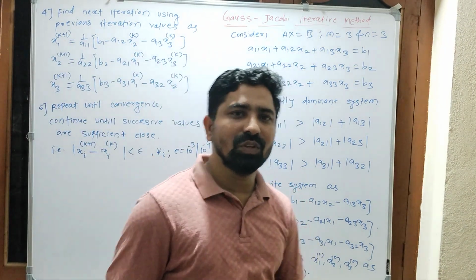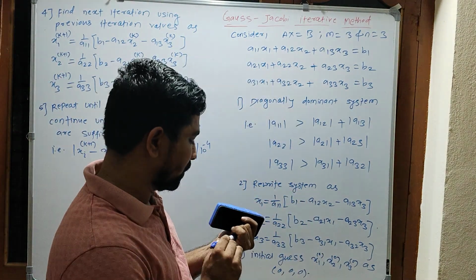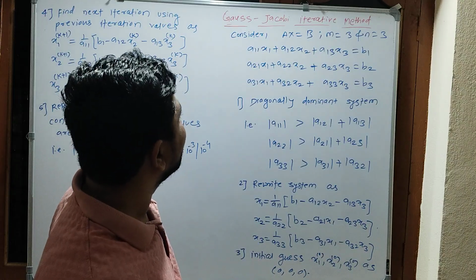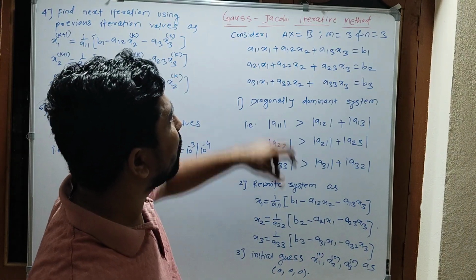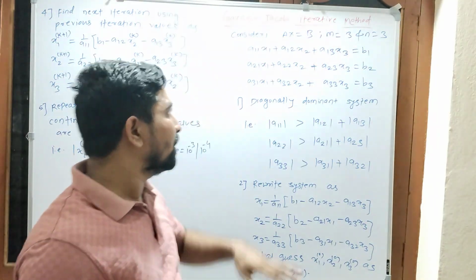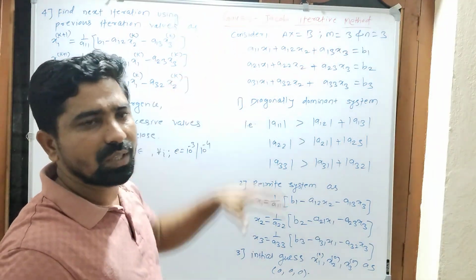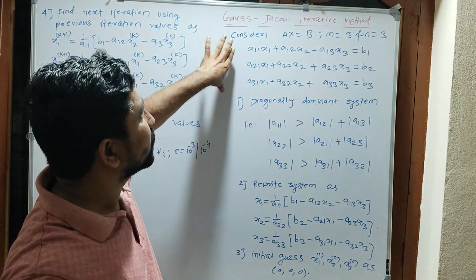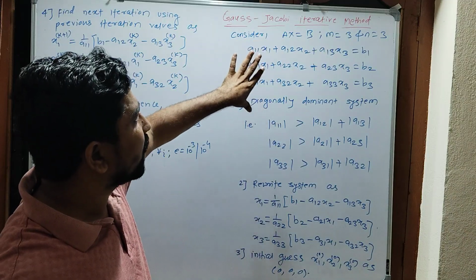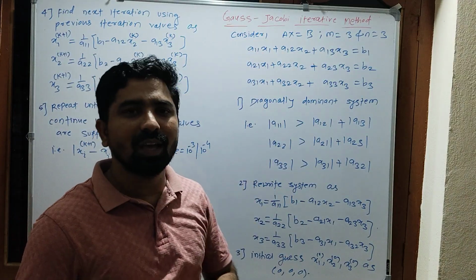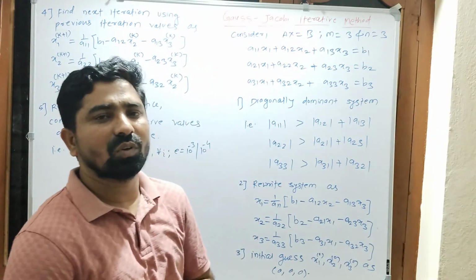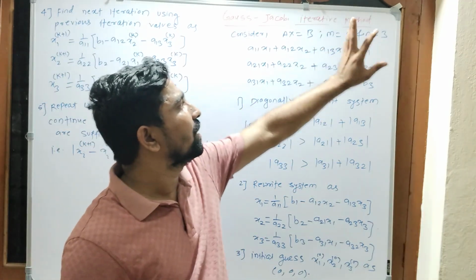Hi friends, in this video we are going to learn about what is meant by the Gauss-Jacobi iterative method. Usually this method is used for a large system of equations, but for the sake of understanding, I will explain this method for 3 equations and 3 unknowns. After that we can generalize for any m and n.